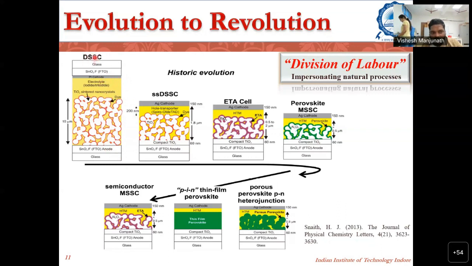So this is the concept of the dye-sensitized solar cell. So here the dye individually is doing its work. The TiO2 is individually doing its work.